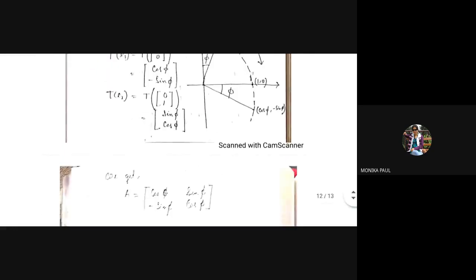So here also E1 equal to (1, 0) and E2 equal to (0, 1). First we have plotted these 2 points, then we have rotated the axis by angle phi in the clockwise direction. So the point (0, 1) is shifted to (sin phi, cos phi), and the point (1, 0) is shifted to (cos phi, minus sin phi). So we can say that TE1 equal to T(1,0), which is shifted to (cos phi, minus sin phi), and TE2 equal to T(0,1), which is shifted to (sin phi, cos phi).